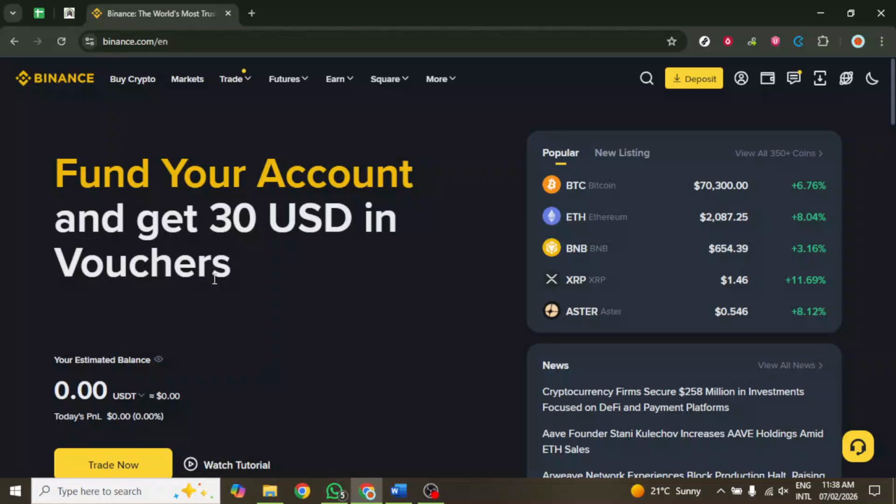In this video, you'll learn how to get 100 USDT trading fee credit with Binance. This guide will walk you through the necessary steps to access and utilize the trading fee credits effectively.